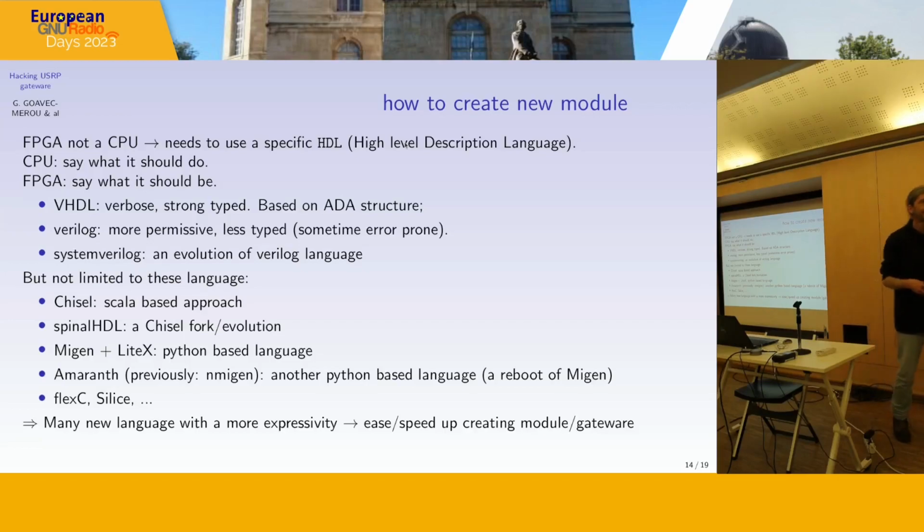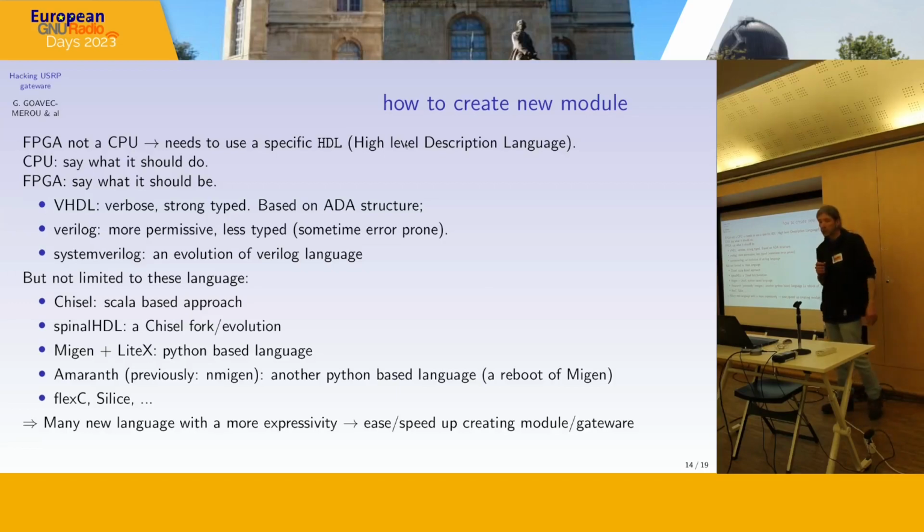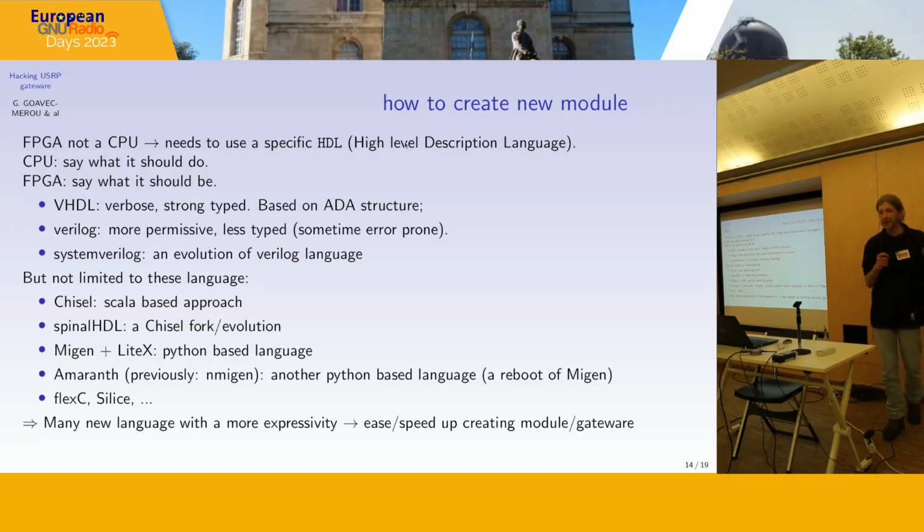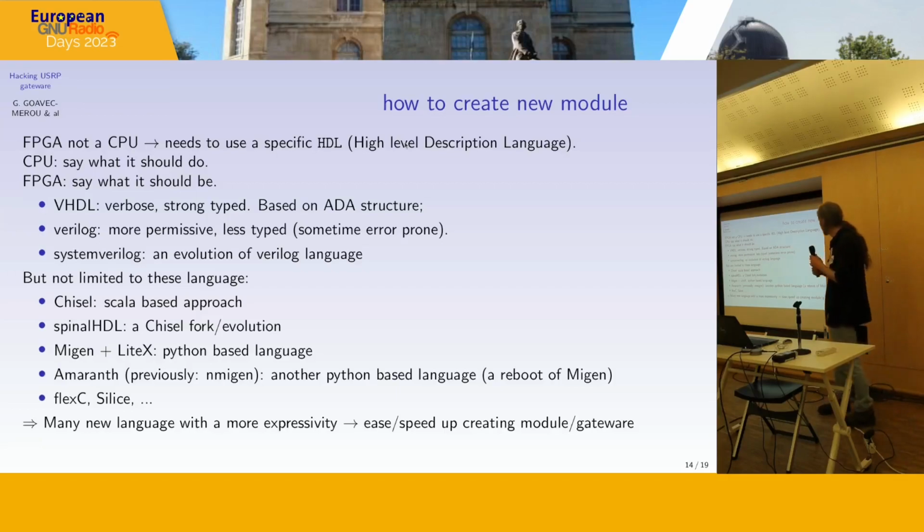Officially, the classic languages to develop for an FPGA: there is VHDL. VHDL is a more European language. It's really verbose, really typed. Everything has a type, and you have to cast your signal even for some simple operation. It's based on Ada.